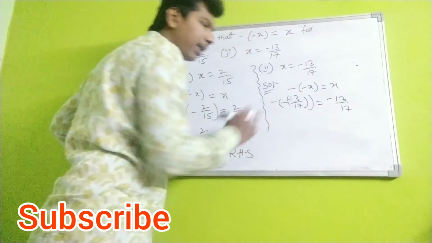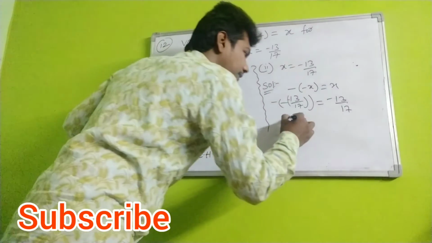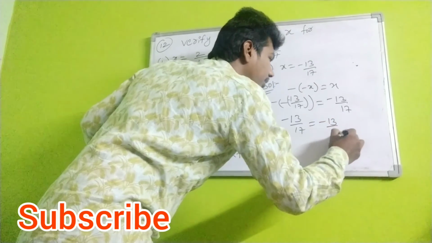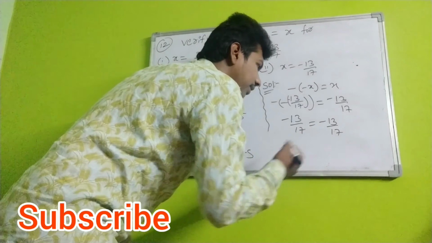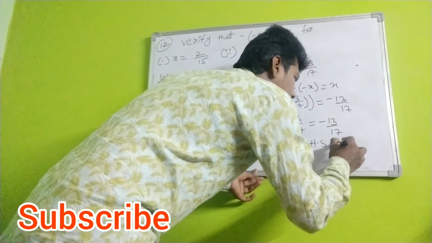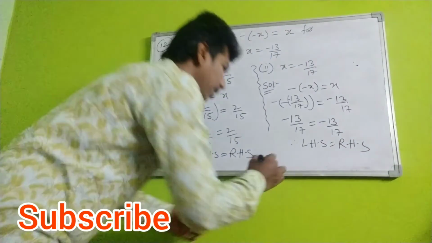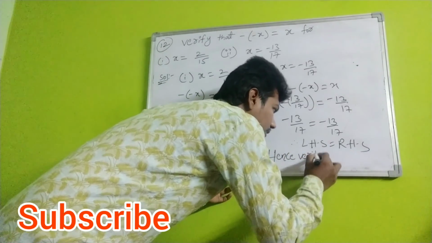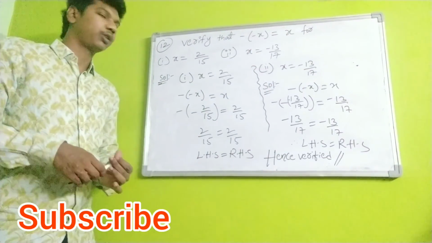Okay, students, here 3 minus symbols are there. First minus into minus is plus, plus into minus is minus 13 by 17. The RHS answer is minus 13 by 17. You can observe clearly both the answers are the same here. Therefore I got the same on LHS and the same on RHS. Therefore LHS is equal to RHS, hence proved. Hence verified. Okay. This is question number 12, students.